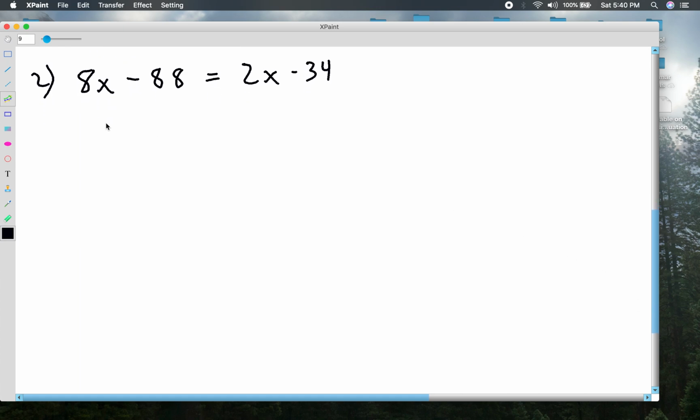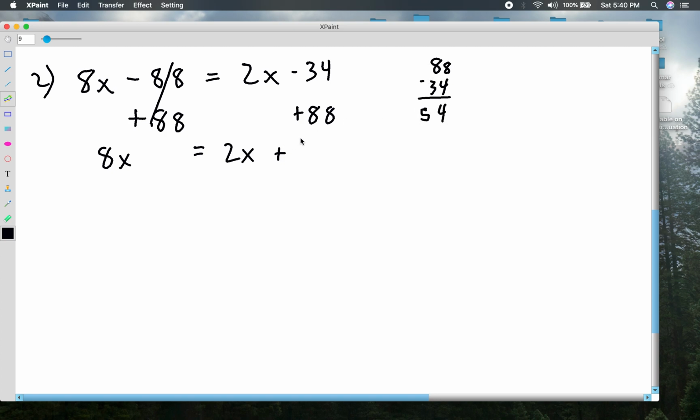So here we have 8x minus 88 equals 2x minus 34. Well, I want to get the numbers on one side and the variables on the other, so I'm going to do the same thing. I'm going to plus 88 here, plus 88 here. This is going to cancel out, so I'm going to get 8x equals 2x plus, so 88 minus 34 is going to give us 54. So 2x plus 54.